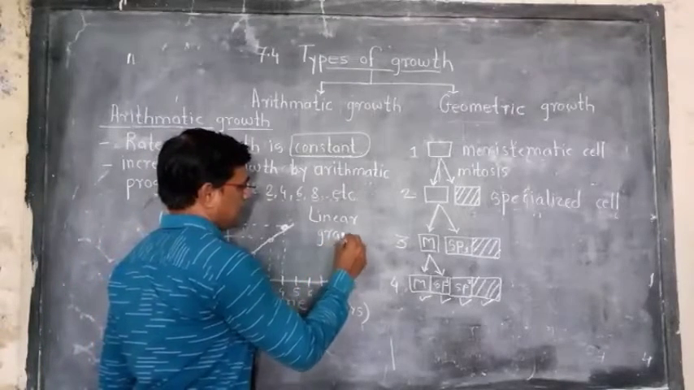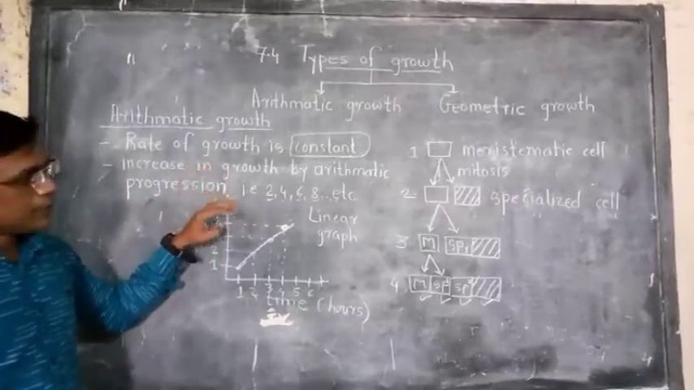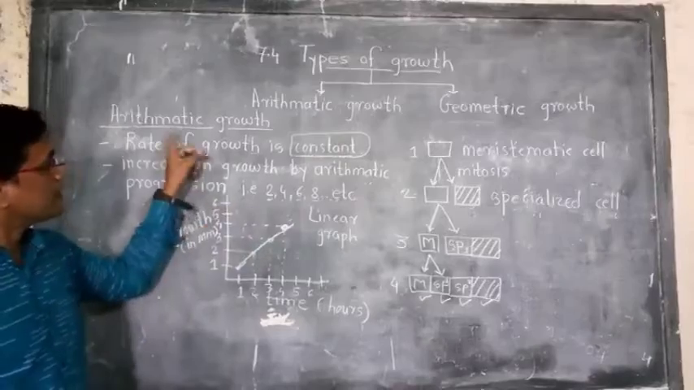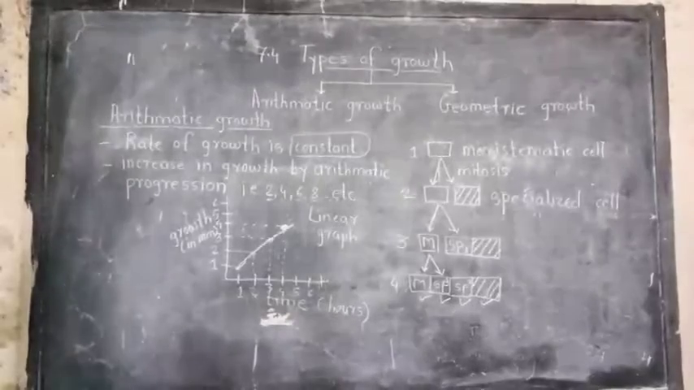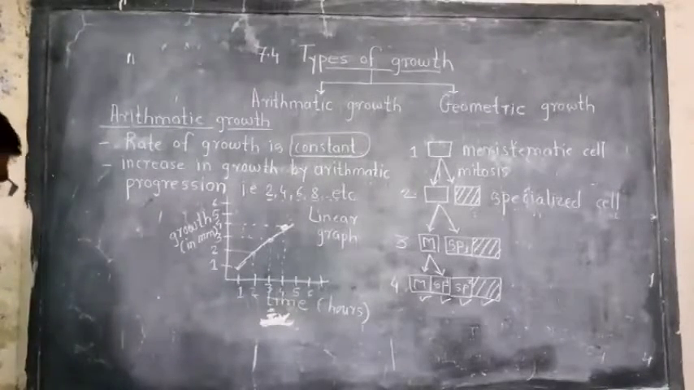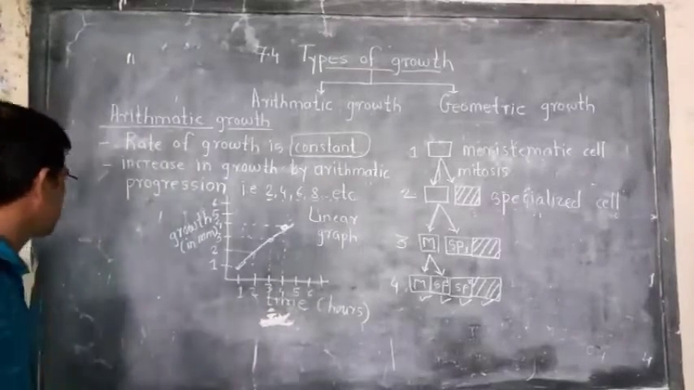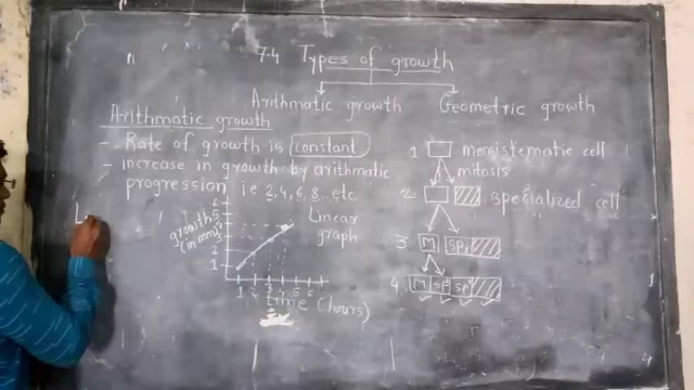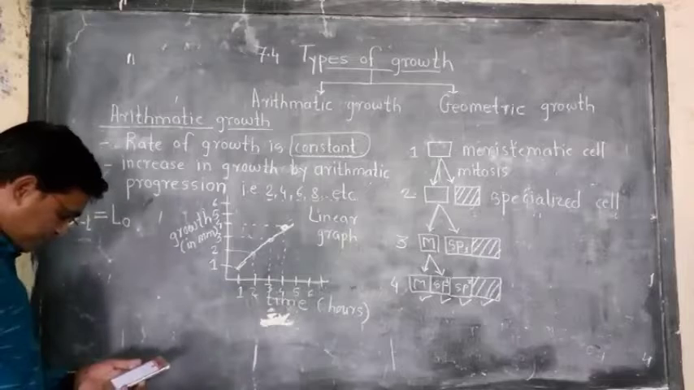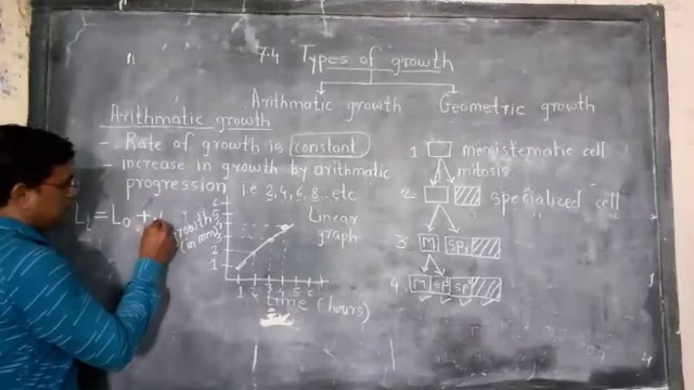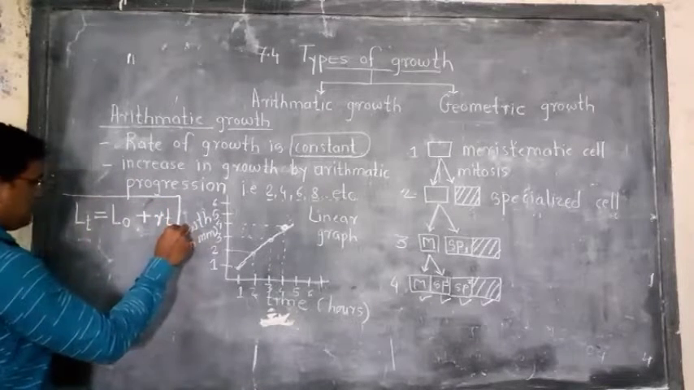This is a very important thing. The graphs of arithmetic growth and geometric growth are different. In case of arithmetic growth, the graph is linear. This is very important. And the formula for this is LT equals L0 plus RT.